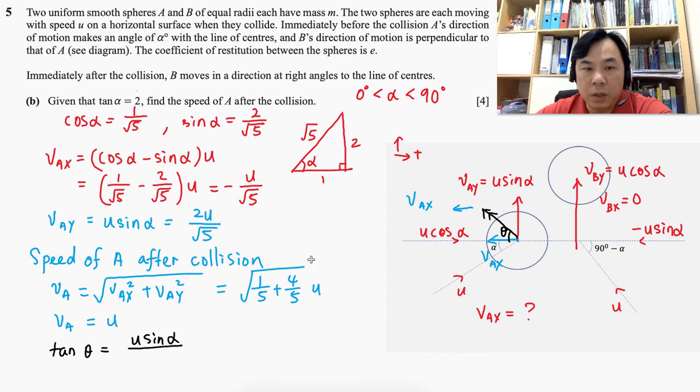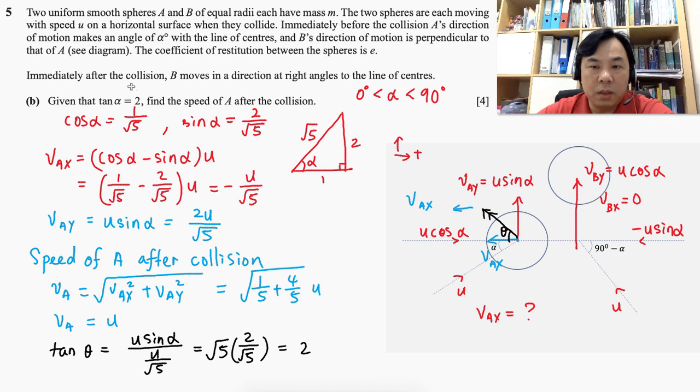now we are only interested in the magnitude itself. So here I just take the magnitude, root 5. Okay, and then the u cancel out. We have root 5, and then sine alpha. Sine alpha is actually 2 over root 5 here. So therefore, you found that tangent is actually equal to 2, which is exactly the same as the original angle before the collisions there.